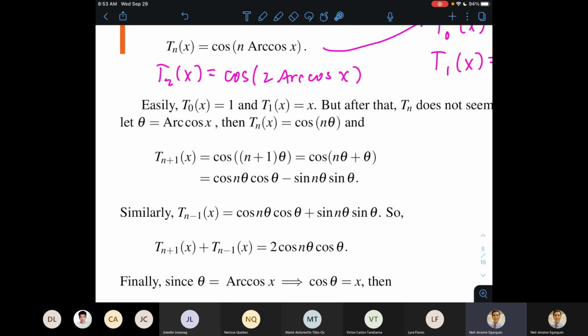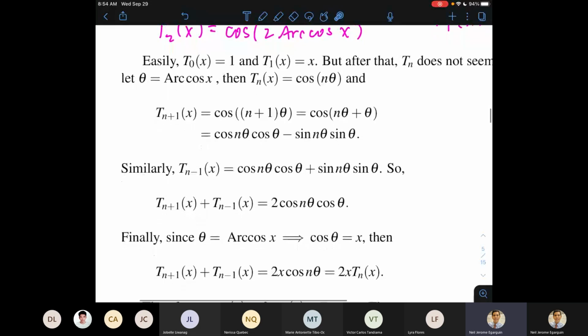And then let's simplify, let's expand the argument. So we'll get cosine of n theta plus theta. Tapos dito magagamit nyo na yung trigonometric identity na natutunan nyo way back in your trig classes. So the cosine of a sum can be expanded in this form. Okay. And then I'll do a similar thing for t sub n minus 1. Okay. So yung t sub n minus 1 naman, kung i-expand ko rin in a similar manner, I'll get this expression. Okay.